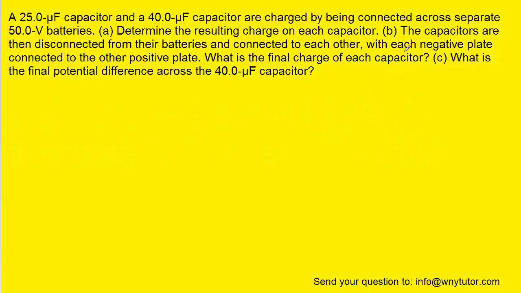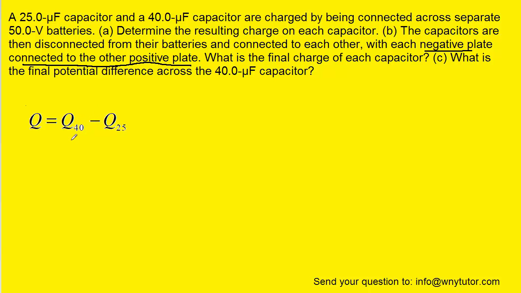Now for part B, what we have to note is that the negative plate of one capacitor is connected to the positive plate of the other capacitor. And in that situation, the net charge on the two capacitors is going to be the difference in charge on each capacitor. Notice that if positive plate were connected to positive plate, then we would have summed the two charges. That would also be true if we connected negative to negative. But whenever we connect the plates according to their opposite polarities, then we have to subtract the two charges.